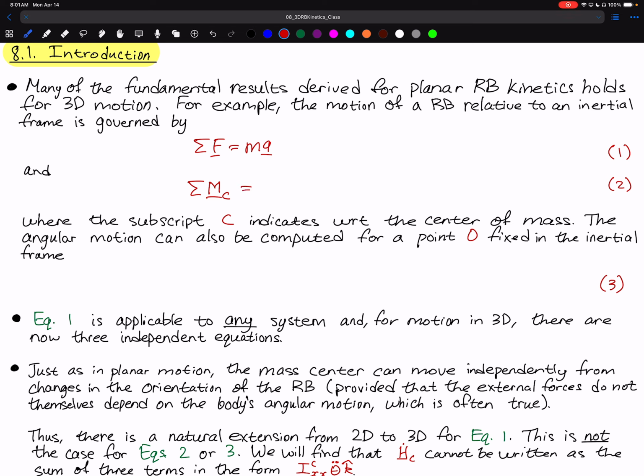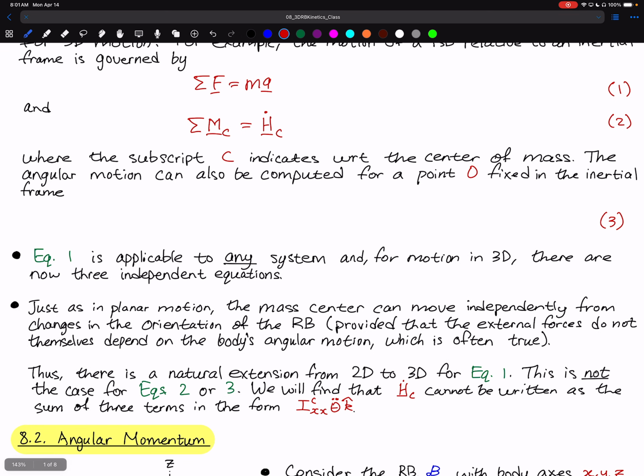will be equal to, in this case, we're going to write it as the rate of change of the angular momentum about that position, center of mass C, because that angular momentum is going to change compared to what we saw for 2D planar kinetics. We can also compute angular momentum with respect to some other point O, that is fixed in an inertial frame. In that case, we would write that the sum of the moments about that point O is equal to the rate of change of the angular momentum about that point, or h dot sub O.